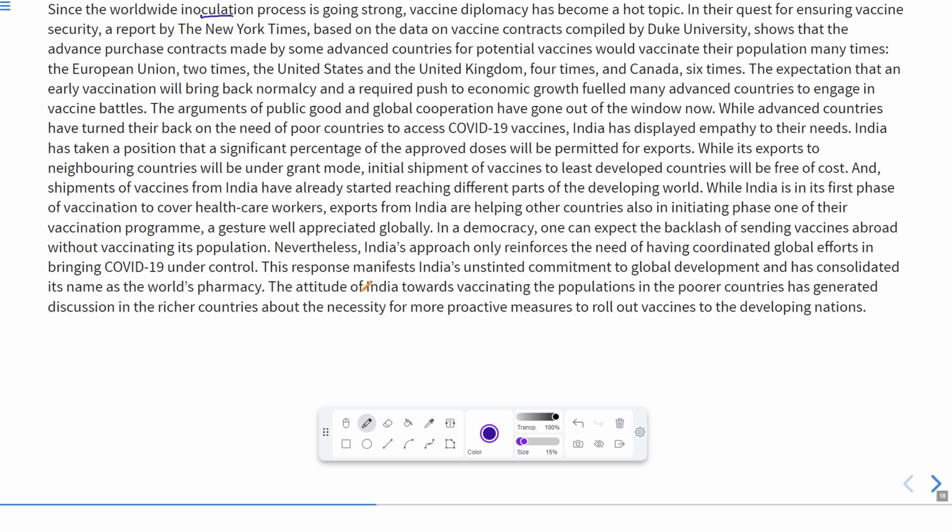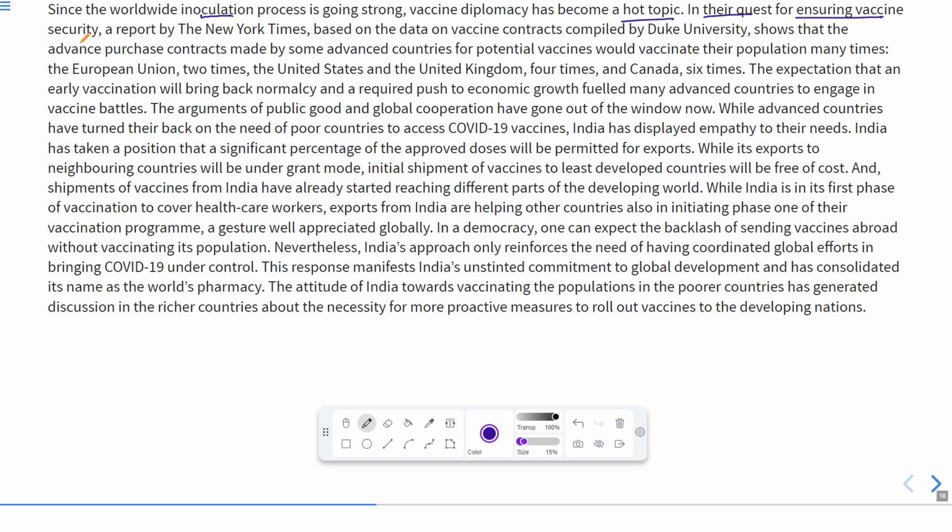Process is going strong. Vaccine diplomacy has become a hot topic. Now what happened? Vaccine diplomacy. Diplomacy is actually the talks, or the conference, or you can say the consultation. Diplomacy is where a person shows skill in saying something which does not hurt the other person, but it is actually the talks which are going on. Okay, that became the hot topic.